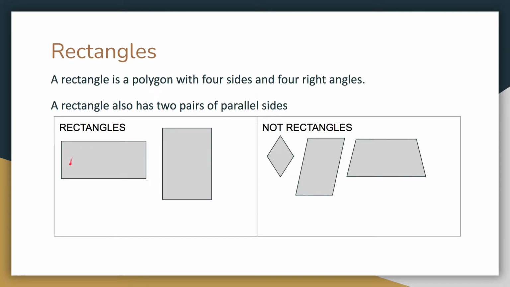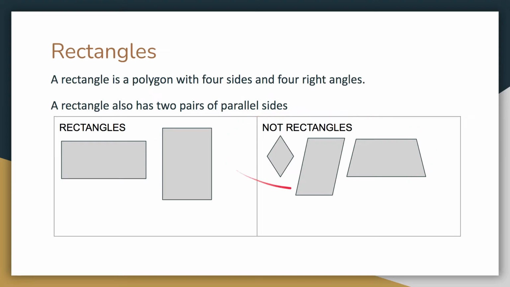Here are some examples of rectangles. See, this rectangle has four sides, 1, 2, 3, 4, has four right angles, 1, 2, 3, 4, and this rectangle has two pairs of parallel sides. So these two are parallel, and these two are parallel, so that's two pairs of parallel sides.